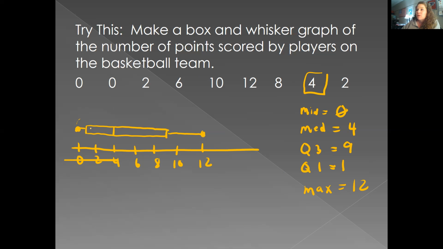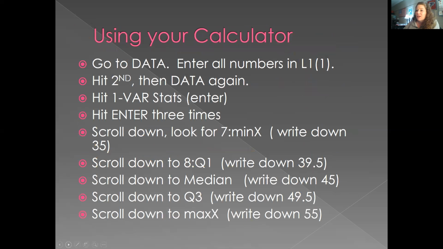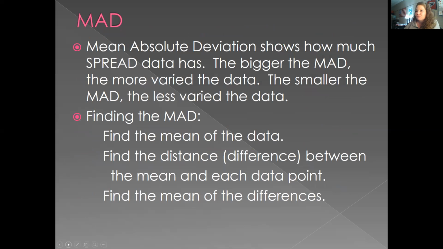25% of our data is between 1 and 4. And then 25% of our data is between 9 and 12. So yeah, you would say that this data is skewed right because most of the numbers are smaller rather than larger. All right, so how'd you guys do? I hope you did well with your calculator.